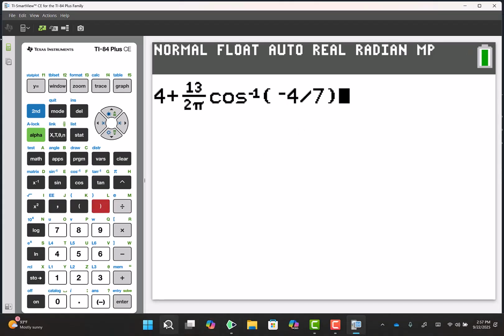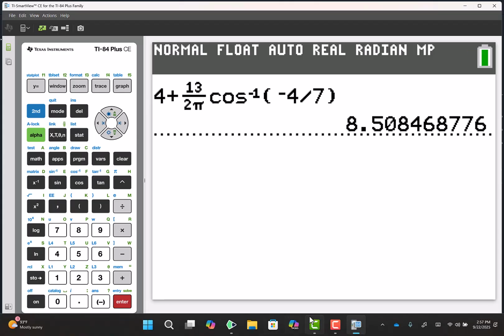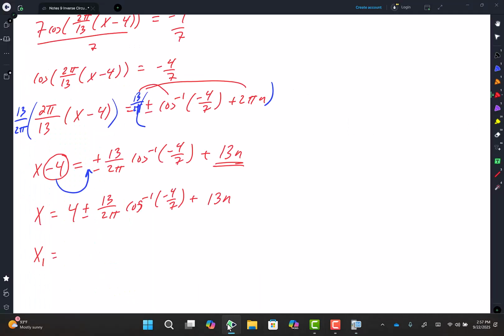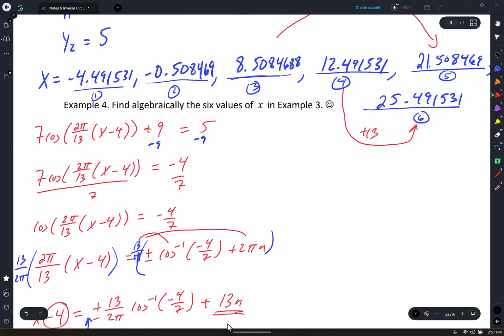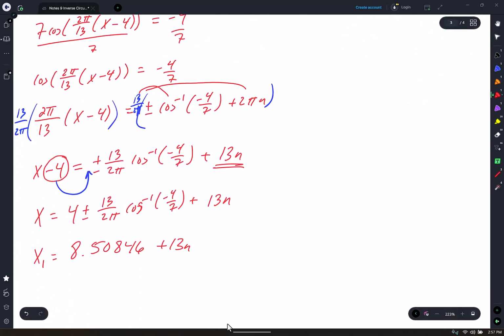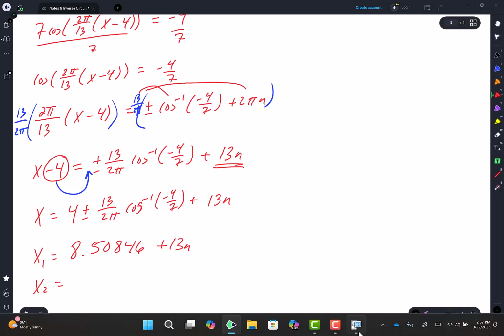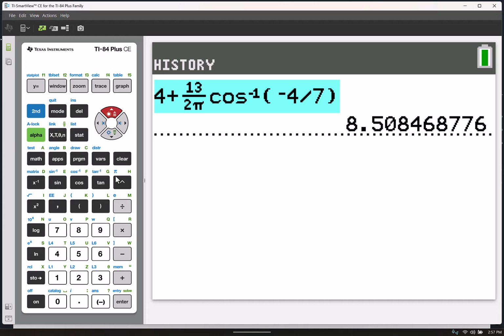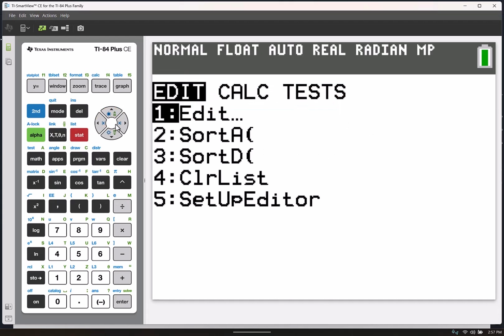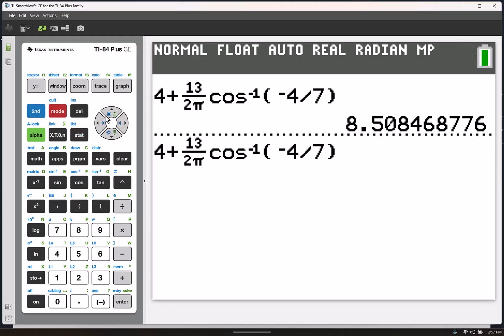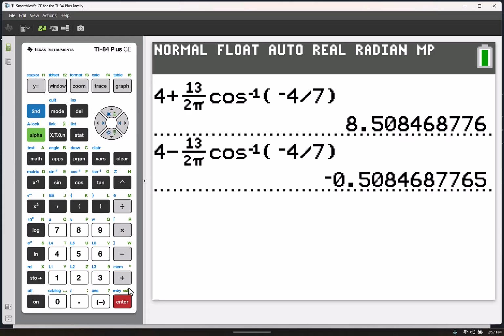Do not put plus 13n, just do that. There it is, 8.50846. 8.50846 plus 13n. Yep, that's this one right here, x1. For x2, instead of plus, we're going to do minus. Just scroll up and change the plus to a minus. Make sure we know the difference between the minus and the negative, right? Second quit. Sorry, guys. Minus. Enter. Negative 0.508468.